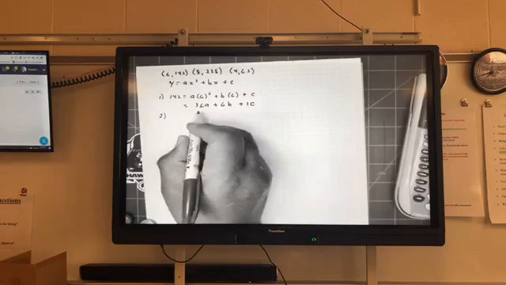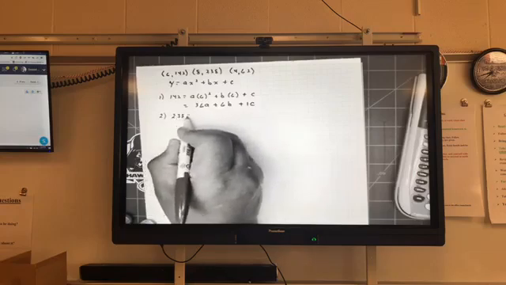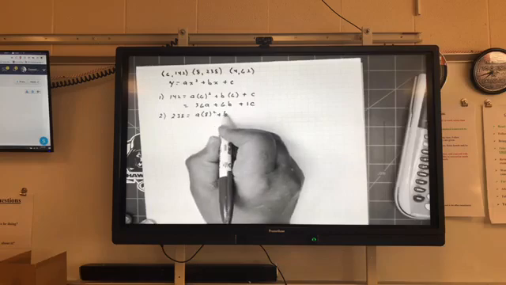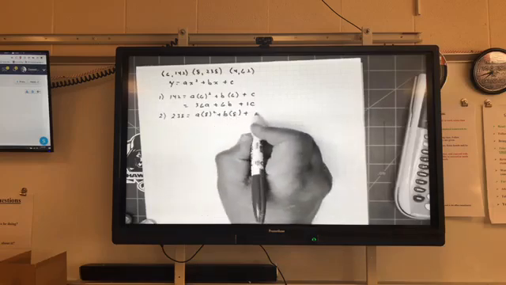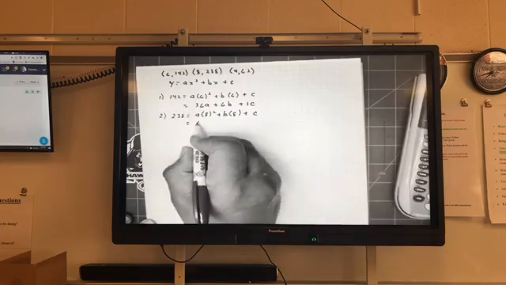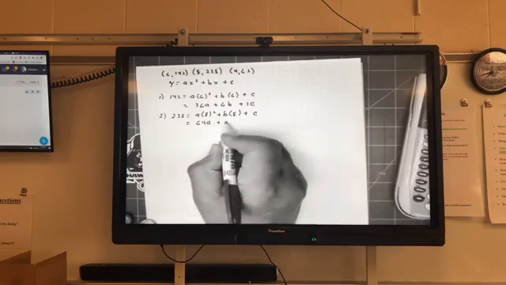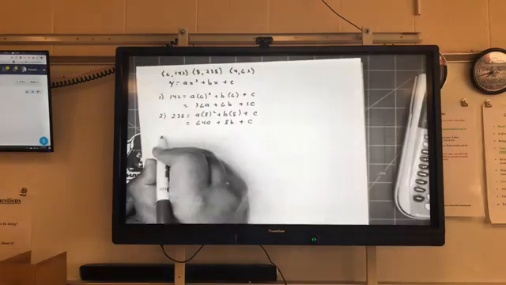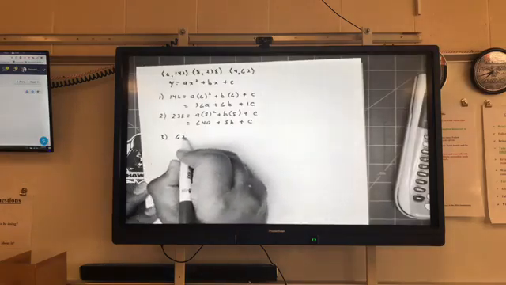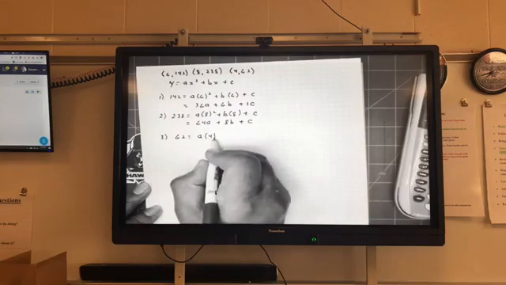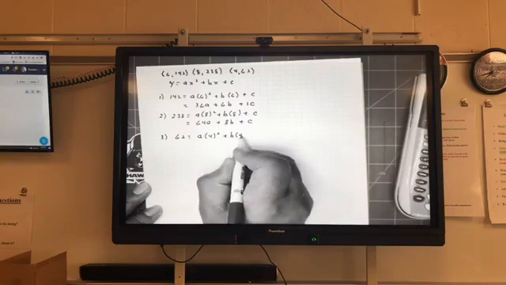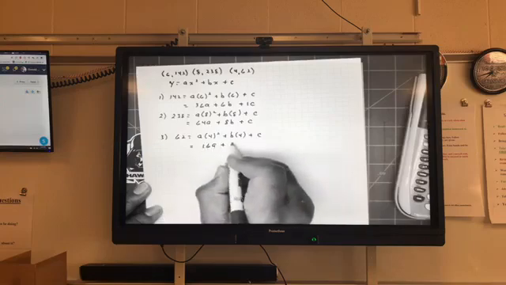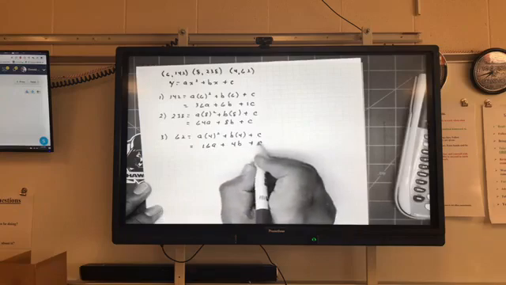For the second equation, we have 238 equals a times 8 squared plus b times 8 plus c. So this becomes 64a plus 8b plus c. And the third equation becomes 62 equals a times 4 squared plus b times 4 plus c, which is 16a plus 4b plus c.